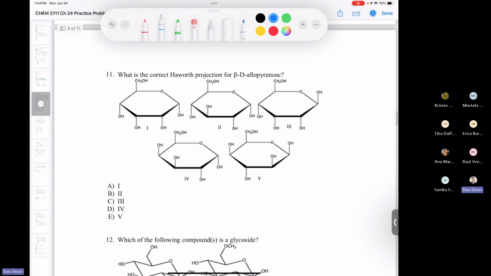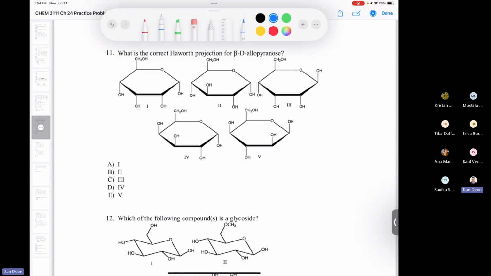Okay, moving right along. It says, which is the correct Haworth projection for beta D allopyranose? So if it's allopyranose, we have to look up the structure of allose unless you have it memorized. But allose, I don't know if you remember this from last class, all of the hydroxyl groups are on the exact same side. So if we put in our hydroxyl groups, they're all on the right-hand side, and therefore they're all pointing down. So if we tally up 1, 2, 3, 4, 5, 6.